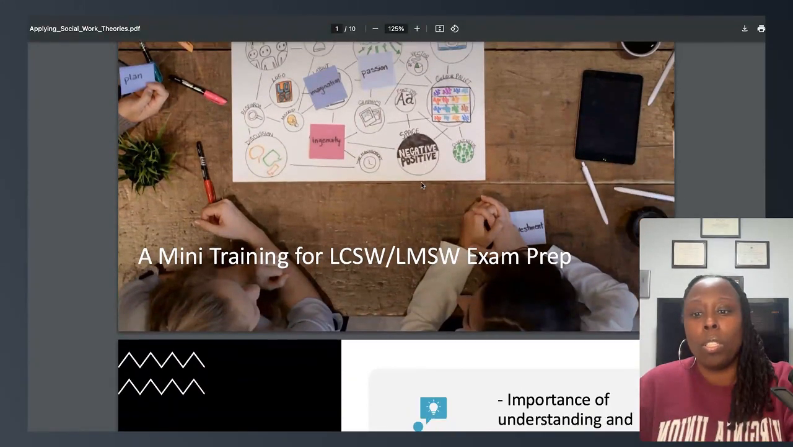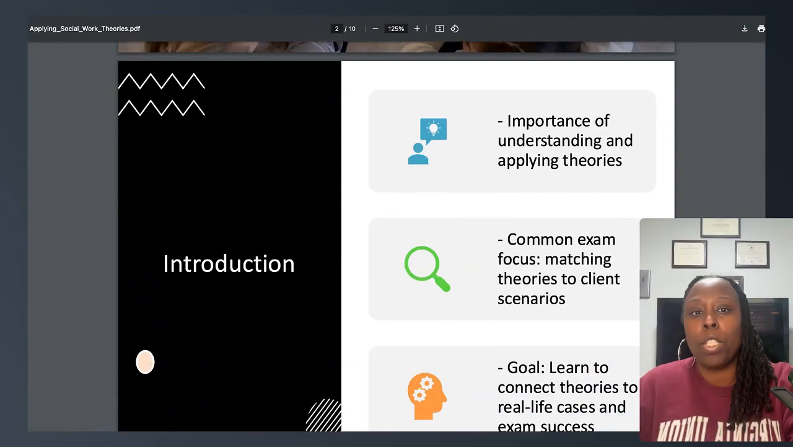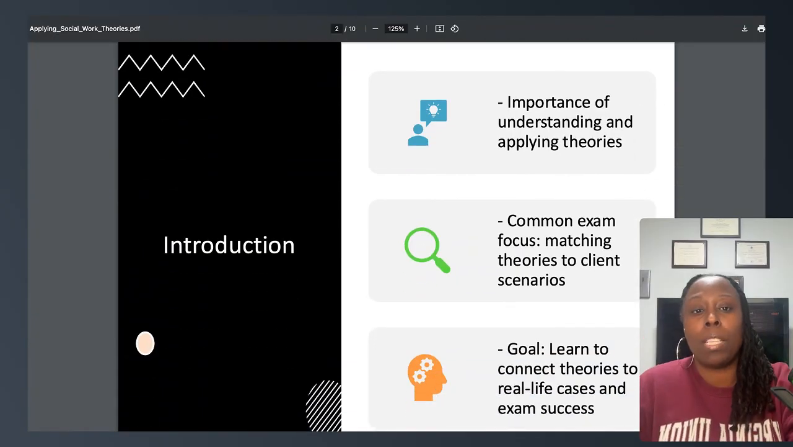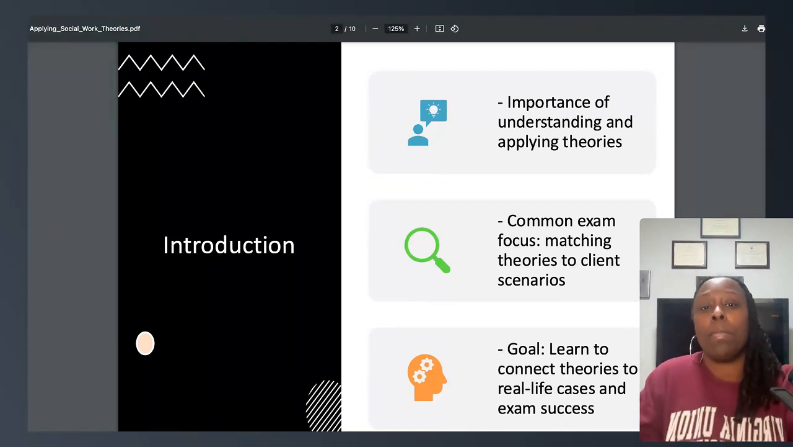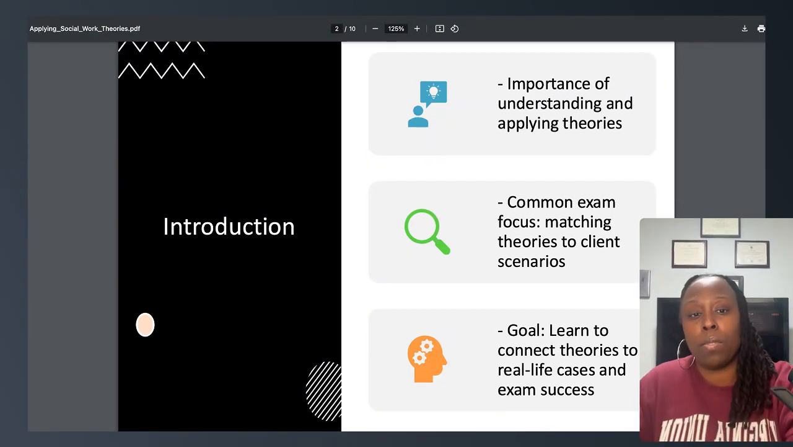Going on to the first slide, this is pretty much what we're going to be doing. We're going to talk about the importance of understanding and applying theories. We're going to talk about some common exam focus, like matching theories to client scenarios. And the goal here is to learn how you can connect theories to real life cases and recognize them on the exam so you can be successful.